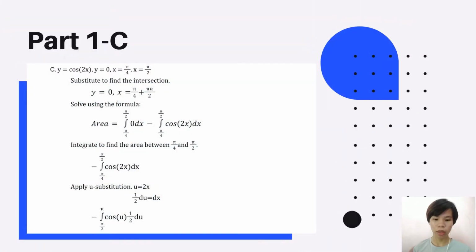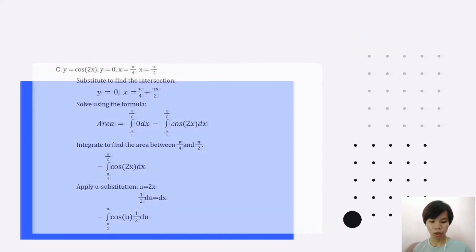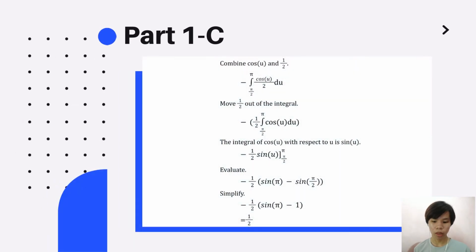The given are y is equal to cosine 2x, y is equal to 0, and the limits are pi over 4 and pi over 2. We can solve for the area using the formula: area is equal to the integral from pi over 4 to pi over 2 of 0 dx minus the integral from pi over 4 to pi over 2 of cosine 2x dx. Then combine the two integrals into 1 and move the constant -1 out of the integral.